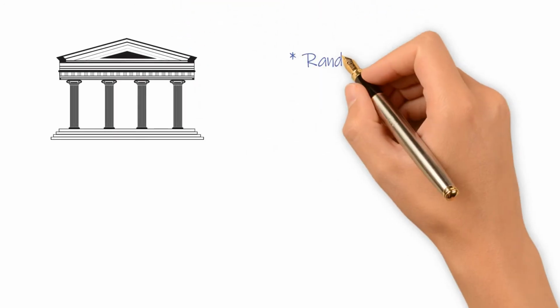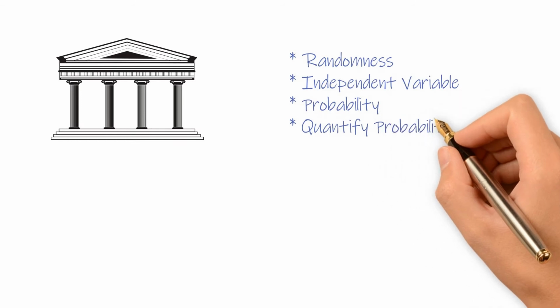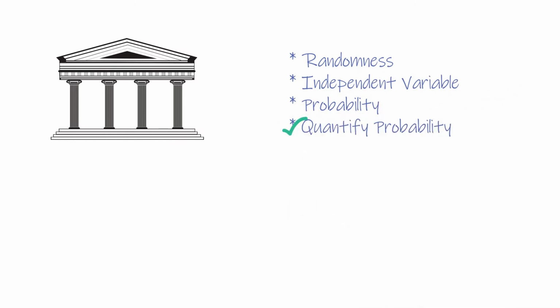We finally come to the last foundation of statistics and probability: quantify probability. If I say my favorite team is more likely to win the next game, you probably feel that it is a very vague statement. I can do it better. My favorite team has an 80% chance to win the next game. How do we come to that percentage?